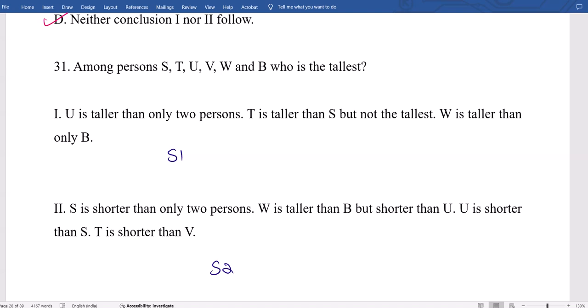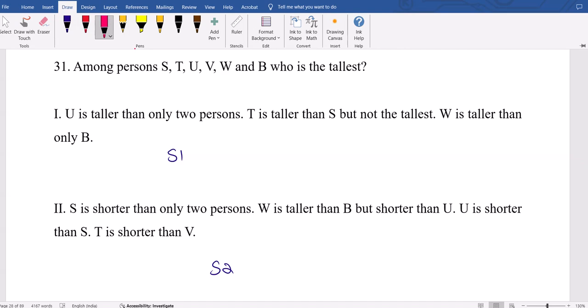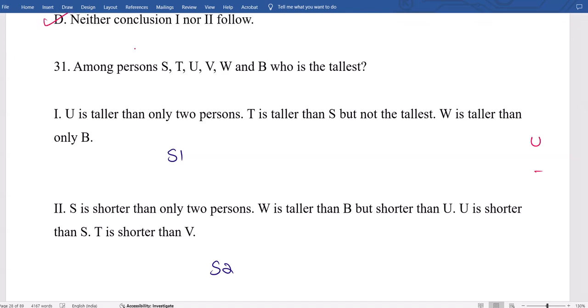U is taller than only two persons. We have to find who is the tallest. T is taller than S, but not the tallest. W is taller than only B. Now, T is taller than S, but not the tallest.